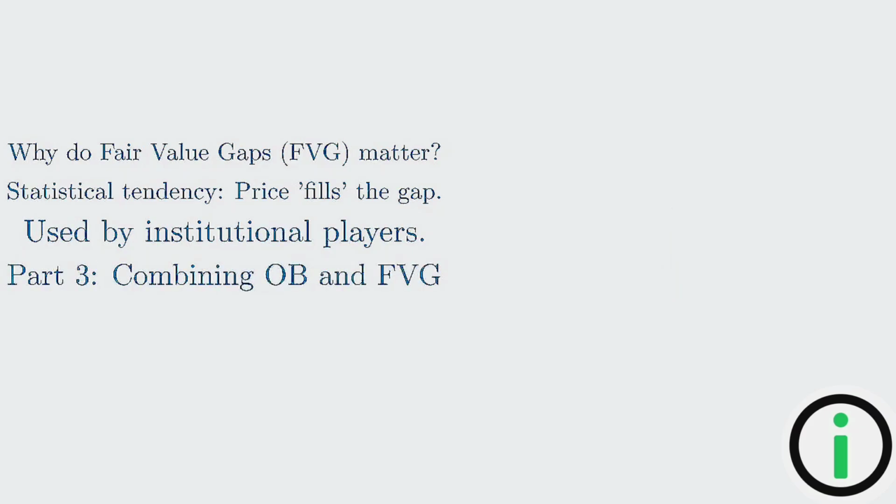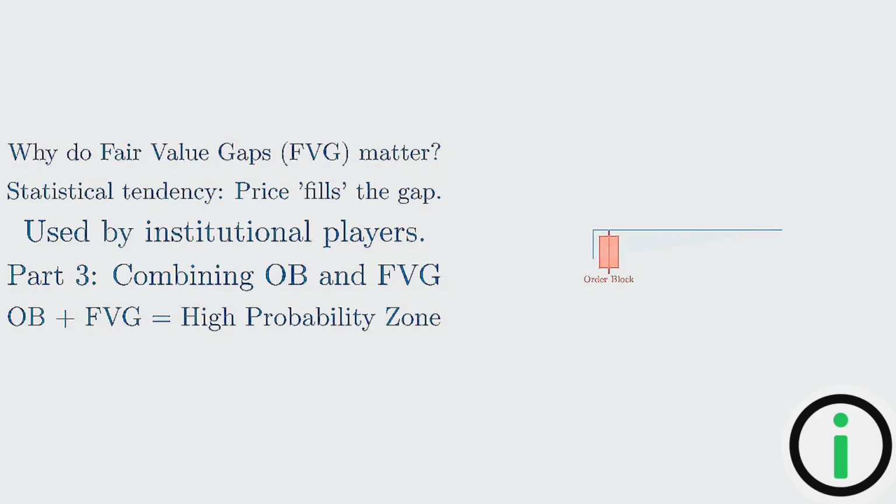Now, let's talk about the real magic. Part 3. Combining them. An order block alone is a decent zone. A fair value gap alone is also a decent zone. But when an FVG sits inside or right at the edge of an order block, we have found something special. This is what we call real confluence.